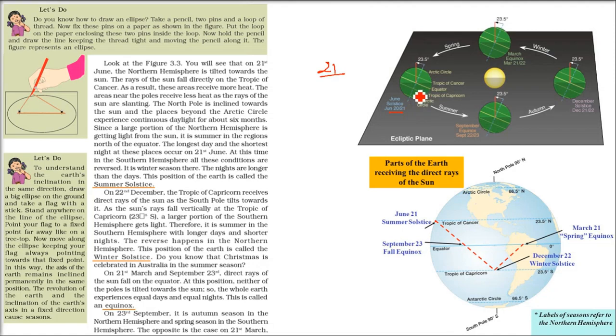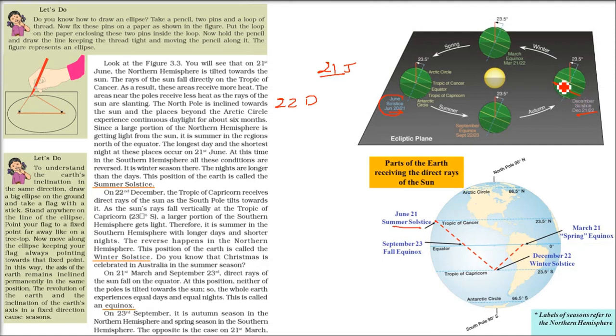And if you go to the southern hemisphere, here the reverse will happen. Days will be shorter and nights longer. And this position is called the summer solstice. Coming to 22nd December, let us talk about it. On 22 December, the Tropic of Capricorn, Makar Rekha, comes into play, if you see here.